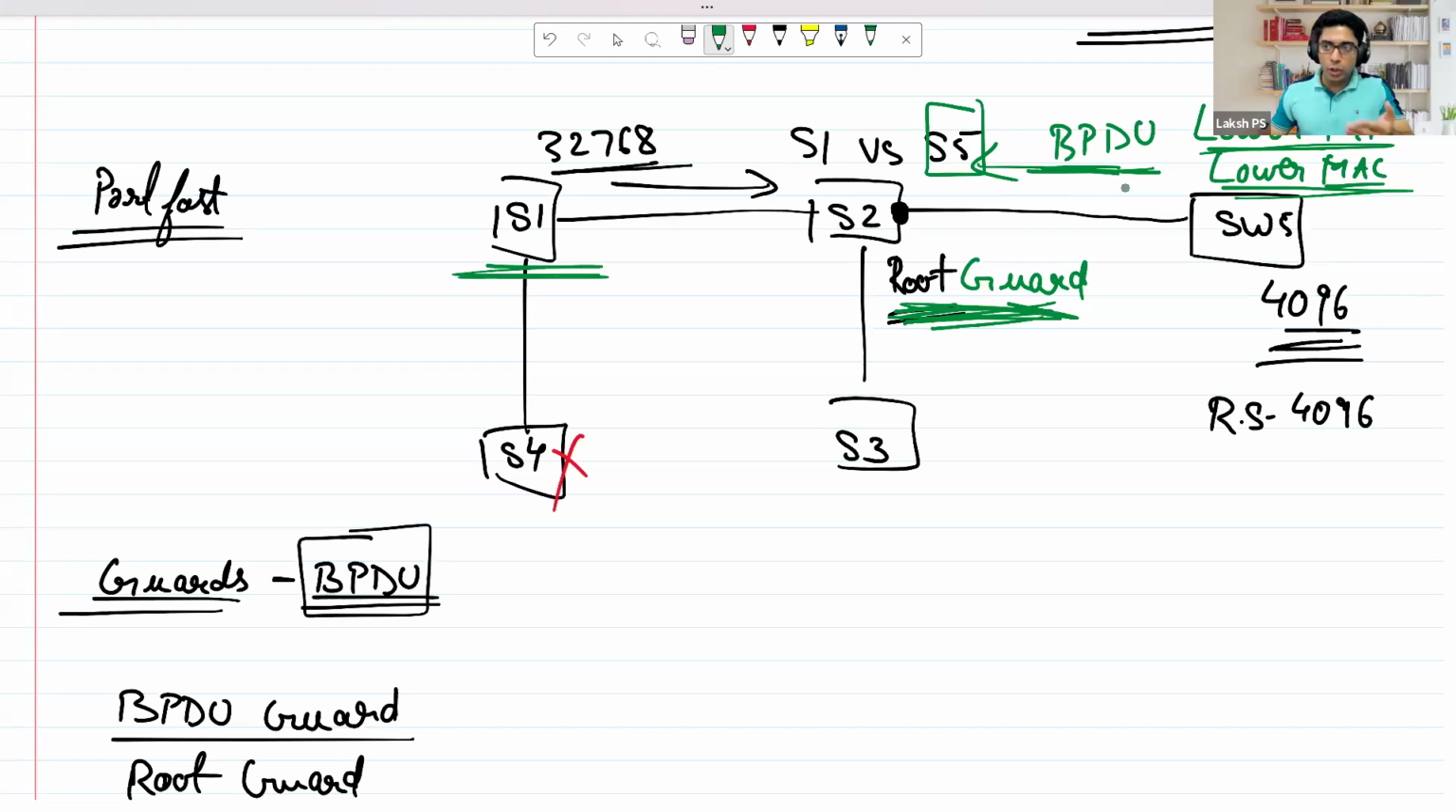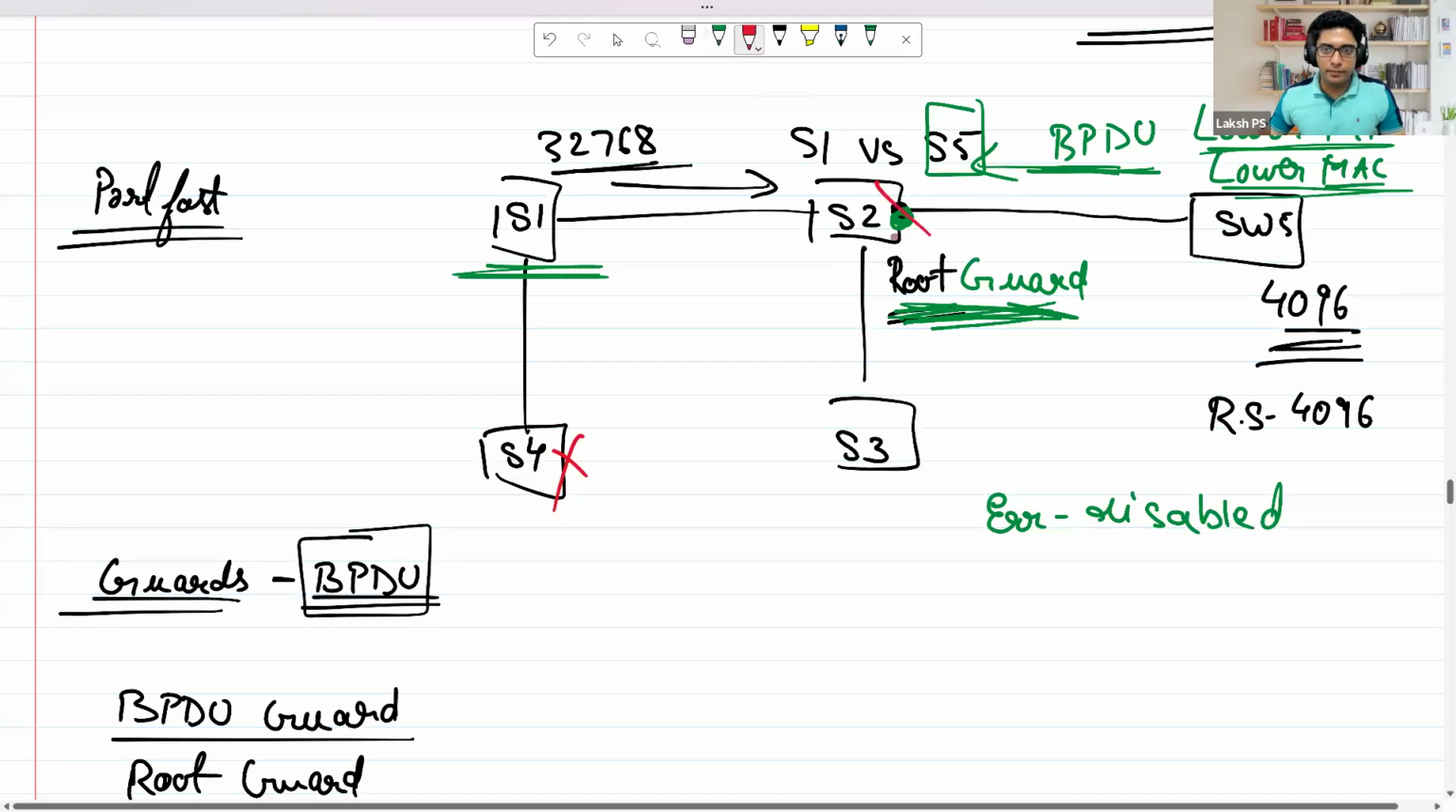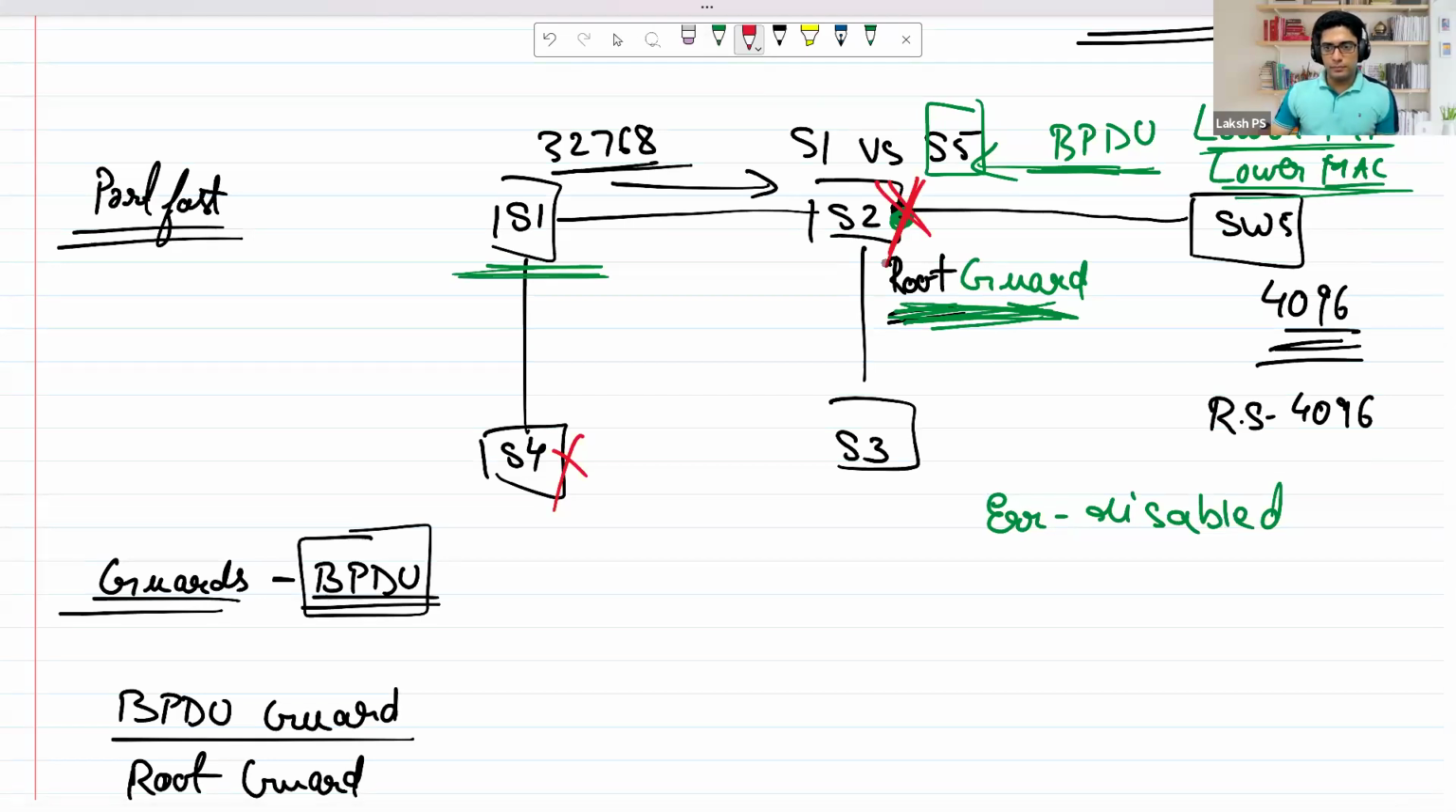So when a lower priority or a lower MAC address BPDU is received, this root guard enabled interface will go into an error disabled state. Meaning, it basically blocks the interface. Now, what is going to happen? Even if switch 5 is connected, it's not going to accept any BPDU. So what is happening? Switch 1 is safe. This is the working of root guard.